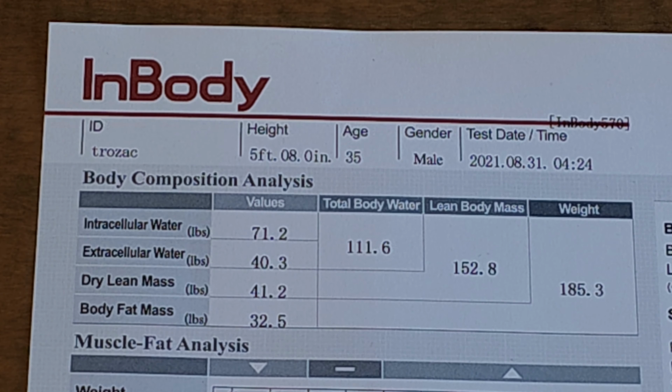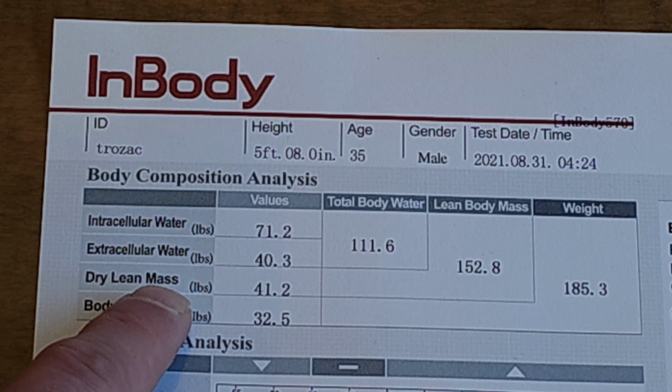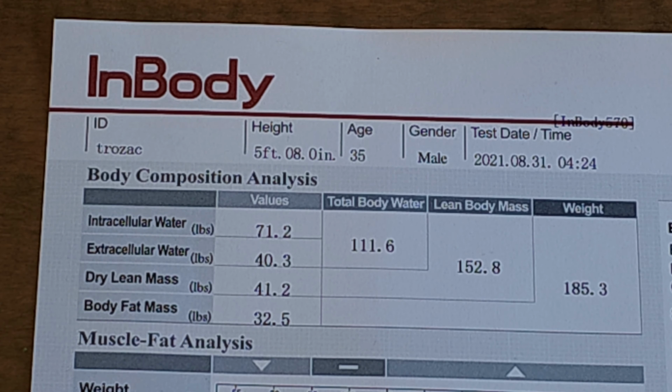Within the lean body mass category, it's going to break down into dry lean mass, which is all of your tissue that is not water. So this includes bones, tendons, ligaments, and muscle with the water taken away. Muscle by itself, especially, is kind of like a sponge. It's really, really light when it's not saturated with water. But once you add water, glycogen, blood into it, then that's where it picks up a lot of its weight.